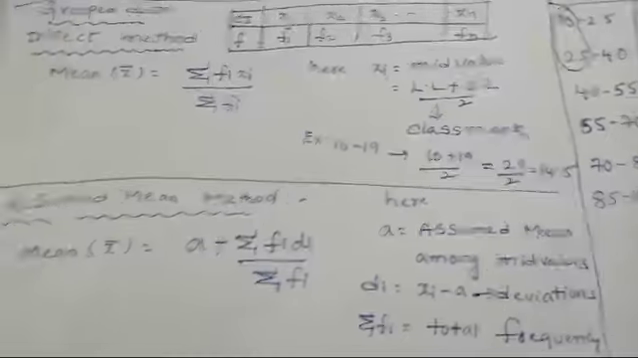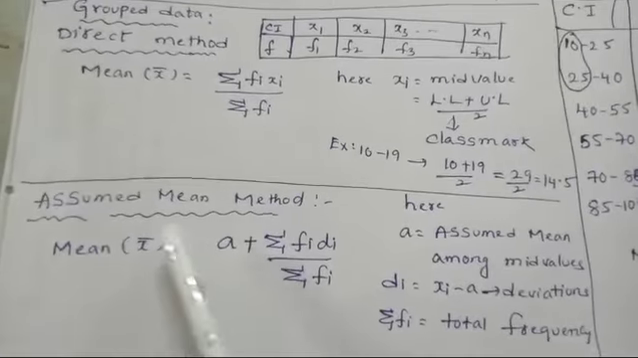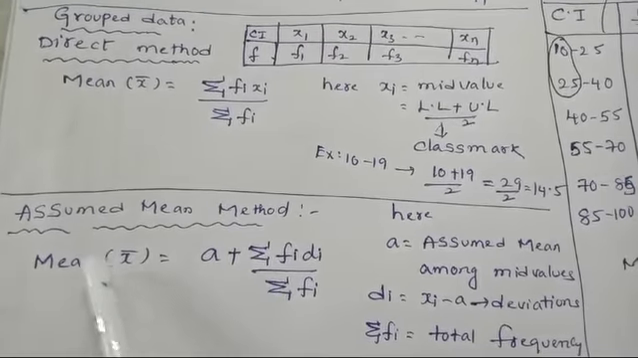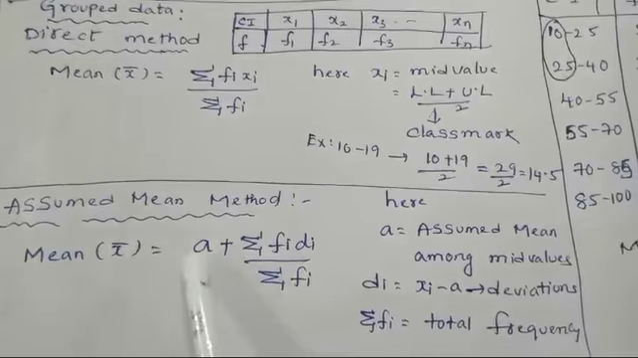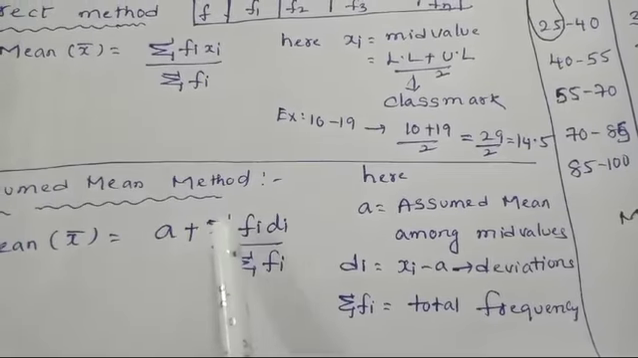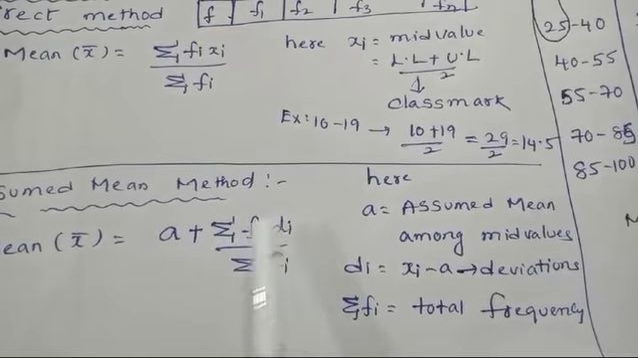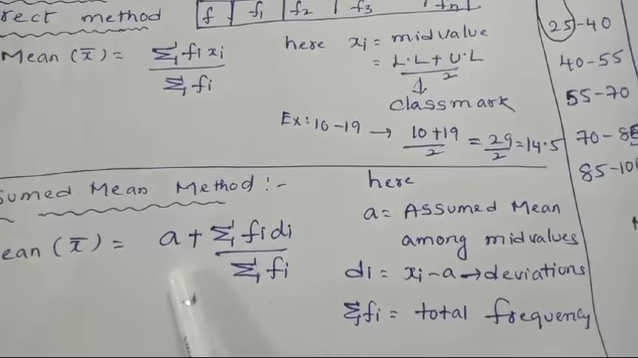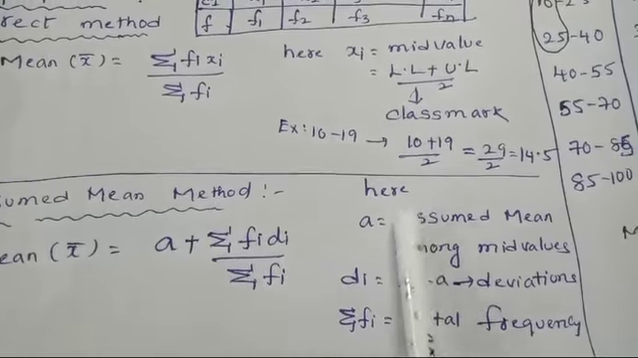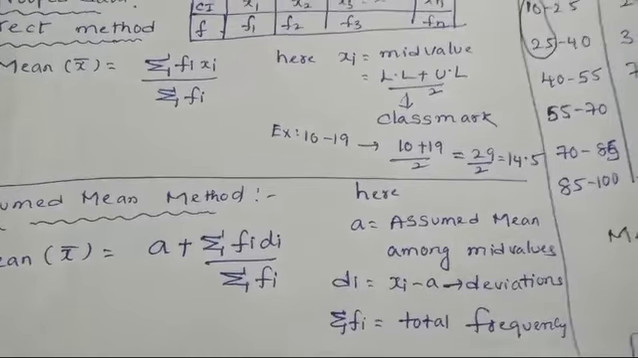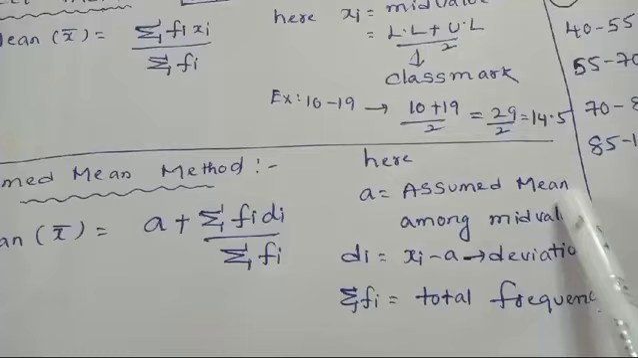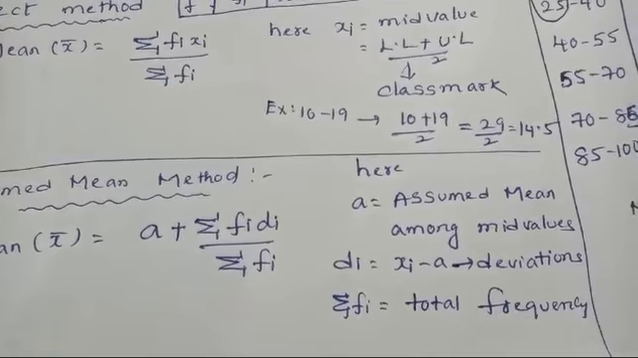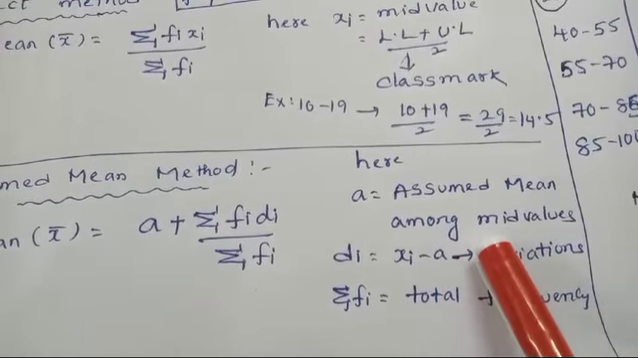Next we take the assumed mean method. In this method, mean is represented as x bar. The formula is A plus sigma fi di divided by sigma fi. Here A is the assumed mean, chosen among the mid values. di we call deviations. How do we find these deviations? di is represented as xi minus A.